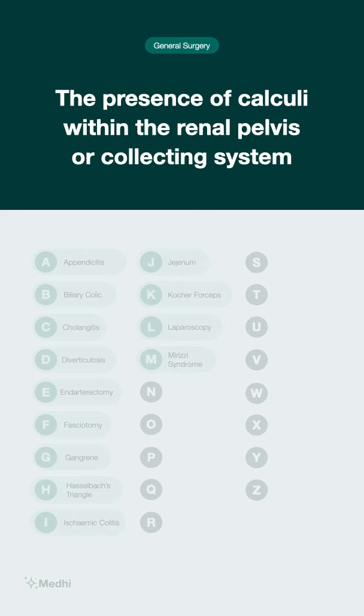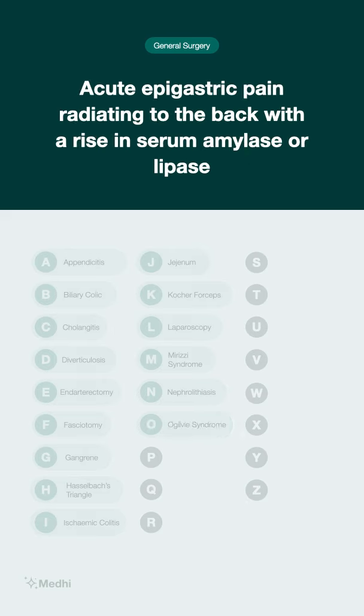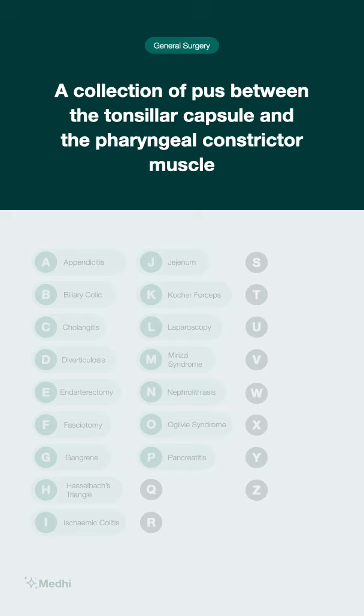Mirizzi syndrome. The presence of calculi within the renal pelvis or collecting system. Nephrolithiasis. Pseudo-obstruction causing massive colonic distension without a physical blockage. Ogilvie syndrome. Acute epigastric pain radiating to the back with a rise in serum amylase or lipase. Pancreatitis. A collection of pus between the tonsillar capsule and the pharyngeal constrictor muscle.